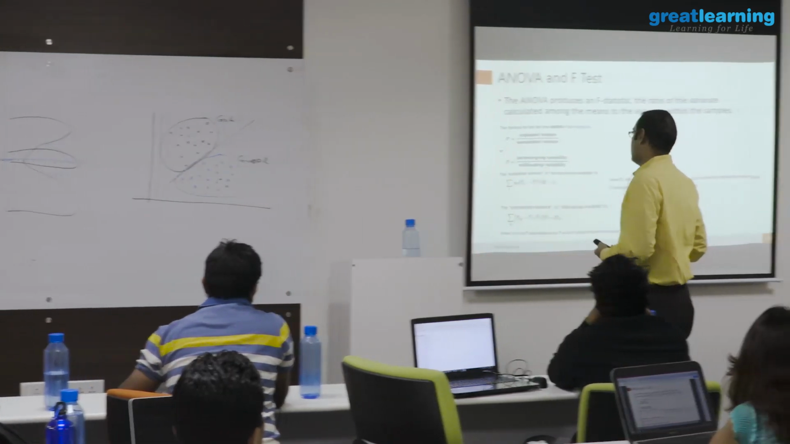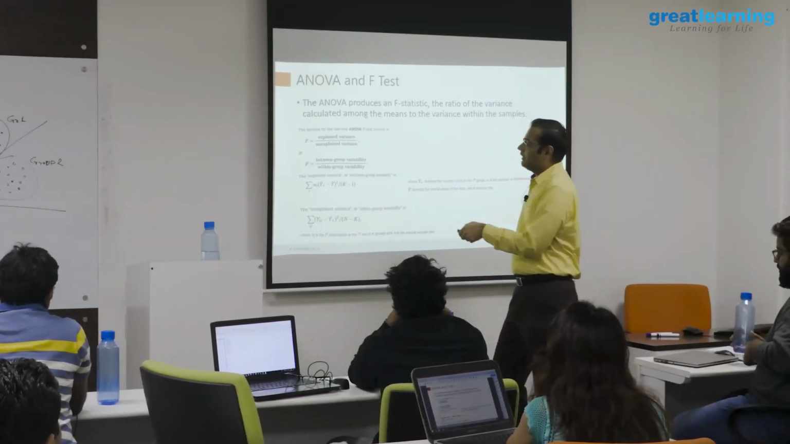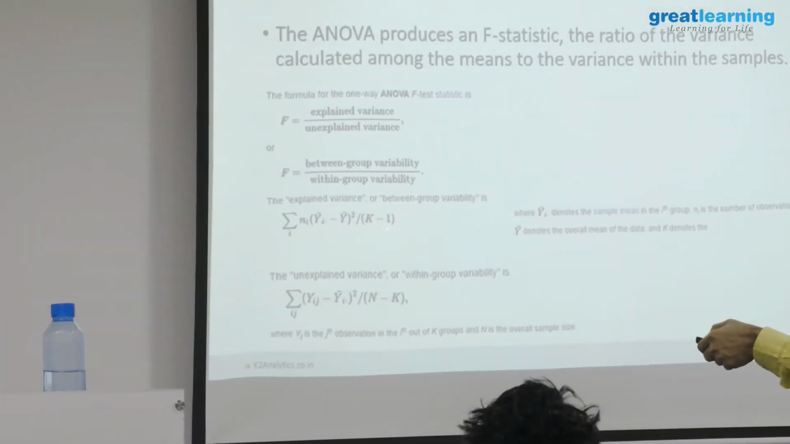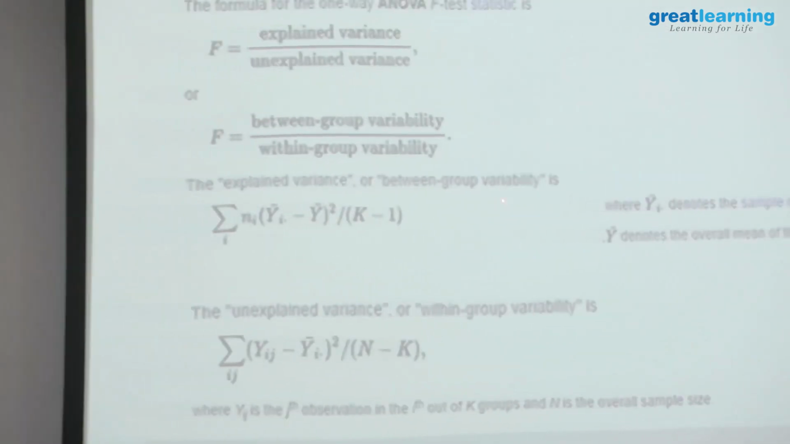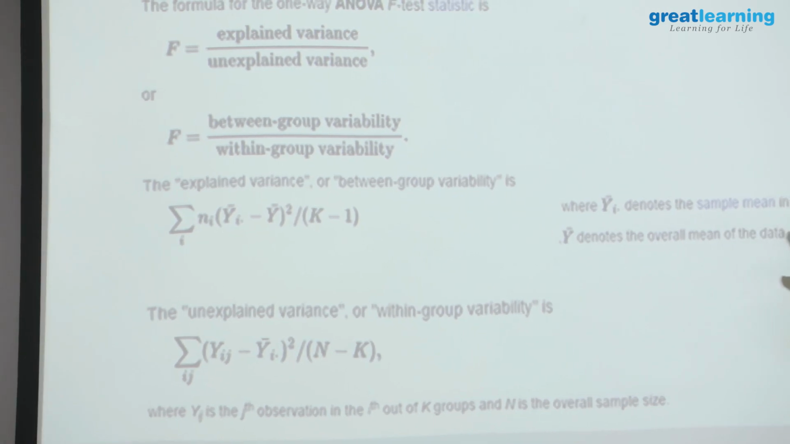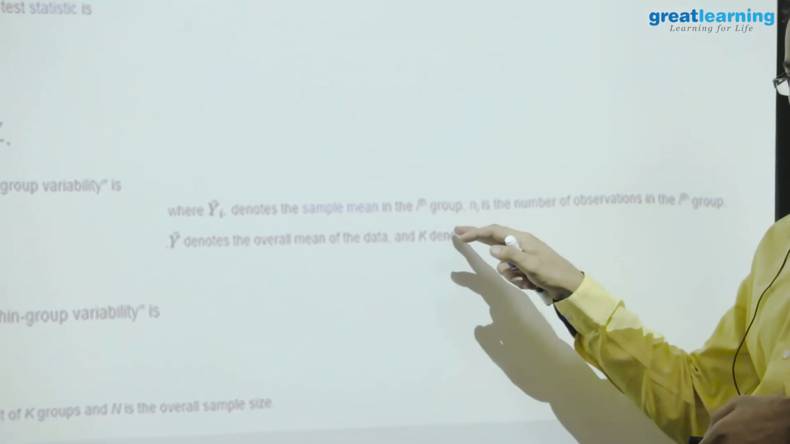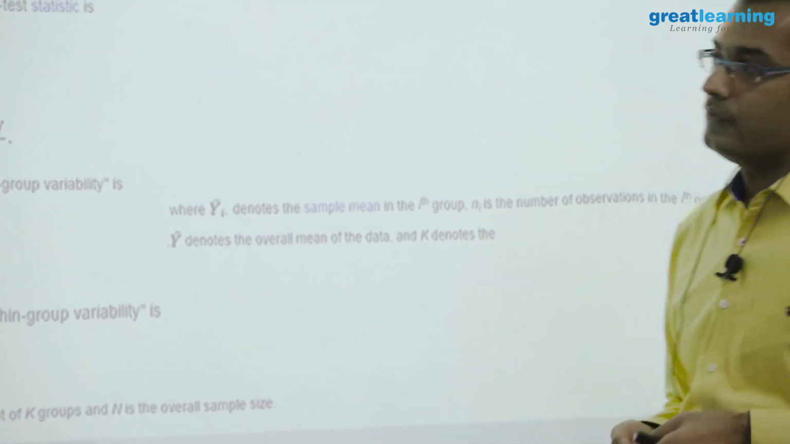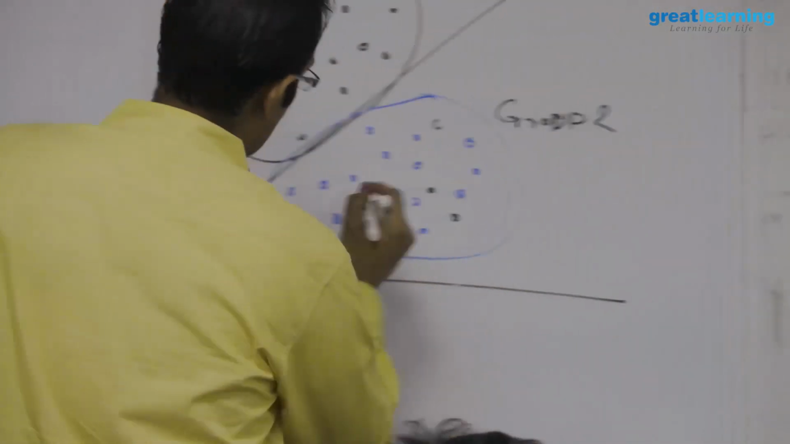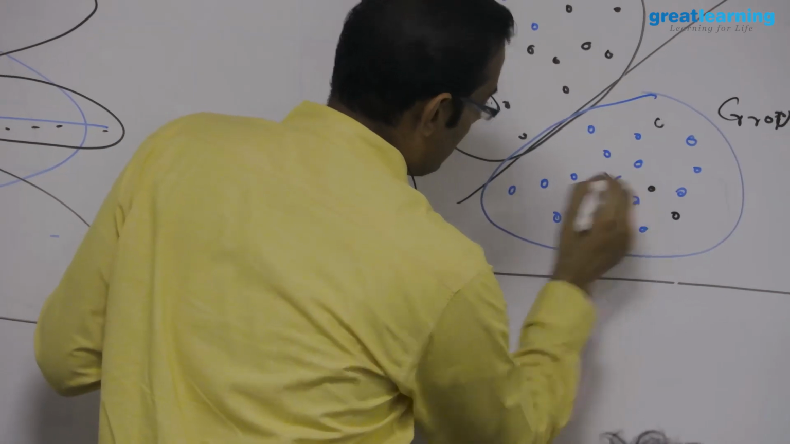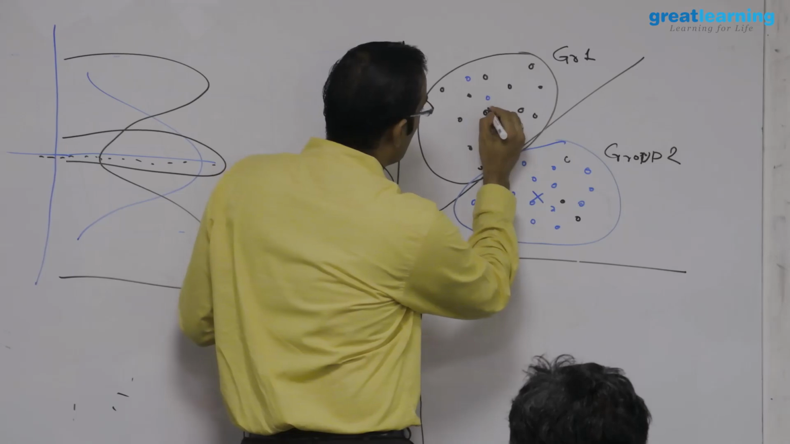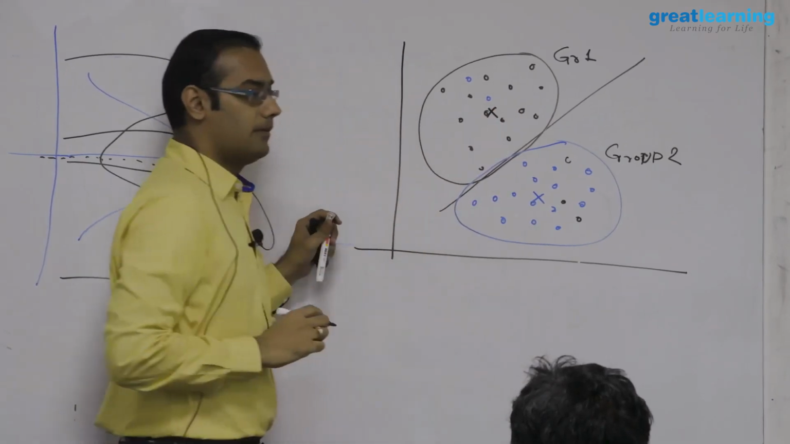What is the formula saying? n times (y i bar minus y bar) the whole square divided by k minus 1. This is the between group variability. What is y i bar? Y i bar denotes the sample mean of the ith group. What it means is there will be a mean of this group, let me represent by x, and a mean of this one, let me represent by black x.